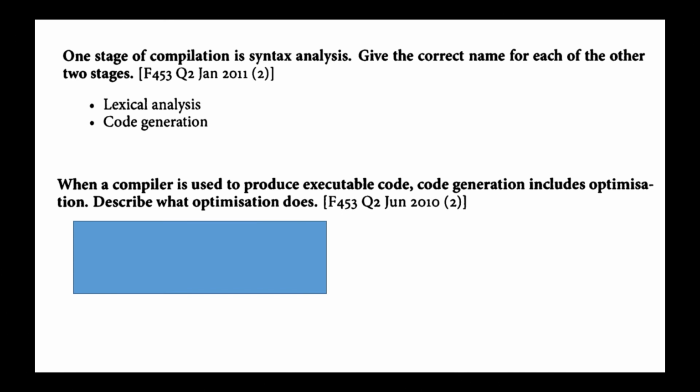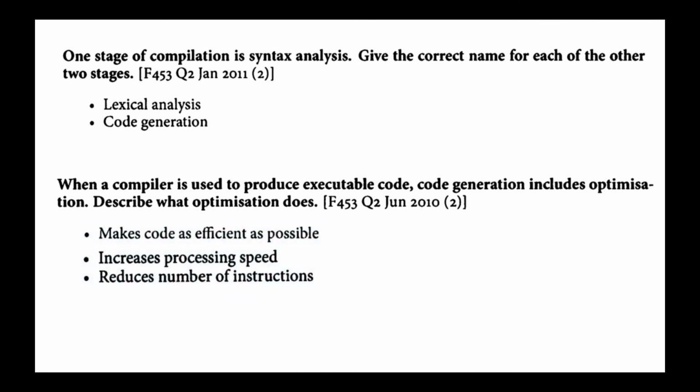Describe what optimization does. Well, have a go at this. Right then, so the answer: describe what optimization does. It makes code as efficient as possible. So it increases the processing speed and reduces the number of instructions, because you don't want loads of redundant instructions taking up the processor's time.